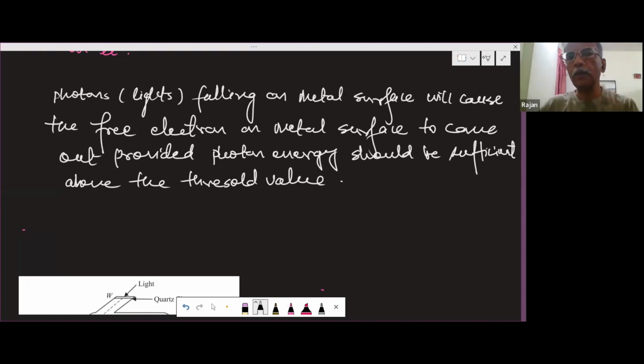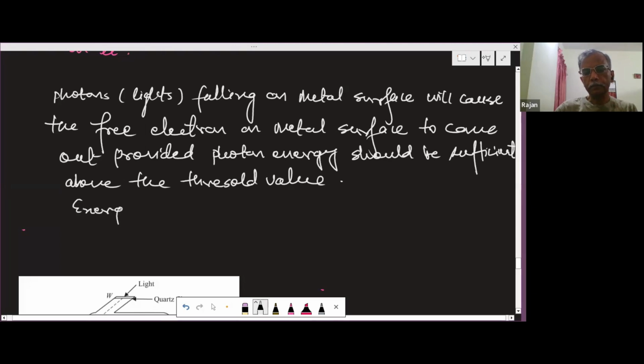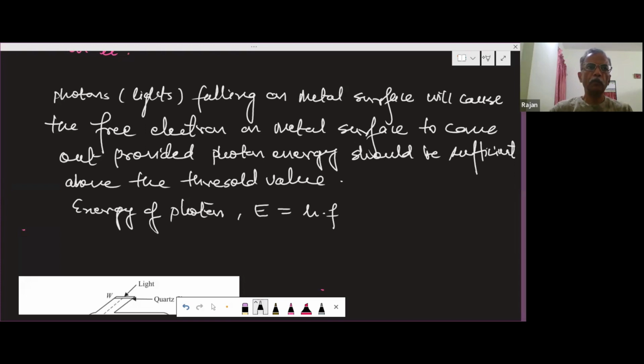So for that, a minimum energy is required. That is known as the threshold value. And we know the energy of the photon, say this is your E, must be equal to hν or hf, both we used to write. f for frequency. Do you recall what h is here? Planck's constant, right? h is Planck's constant.